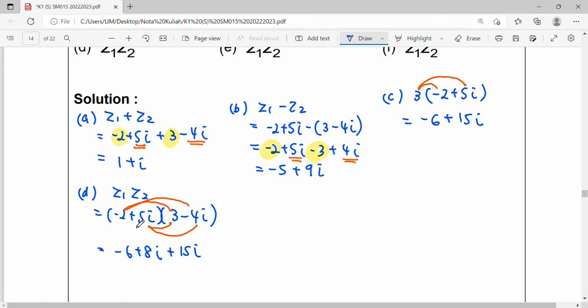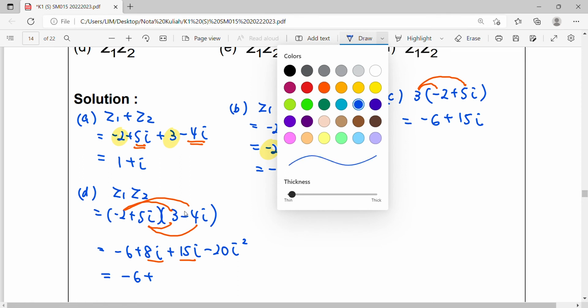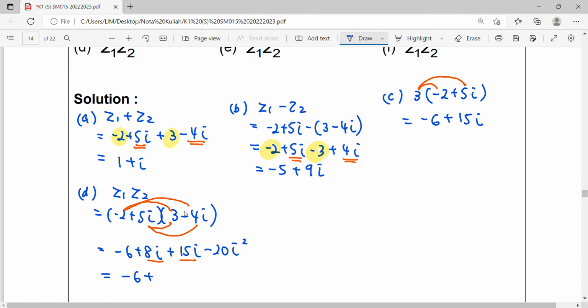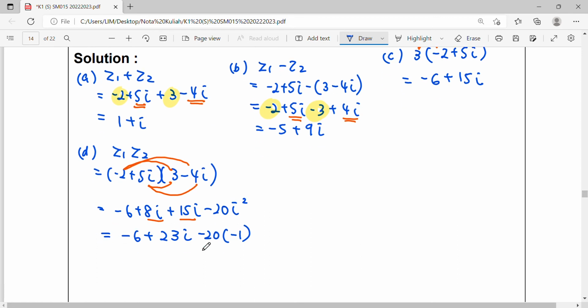So for this, it will be -20i squared. Previously, i squared is equivalent to -1. So we can see our imaginary part, we can operate first. 8 plus 15, 23i. So this 20, we substitute i squared is -1. Then we still have our real number that haven't been simplified, right? So positive 20 minus 6, okay, 14.